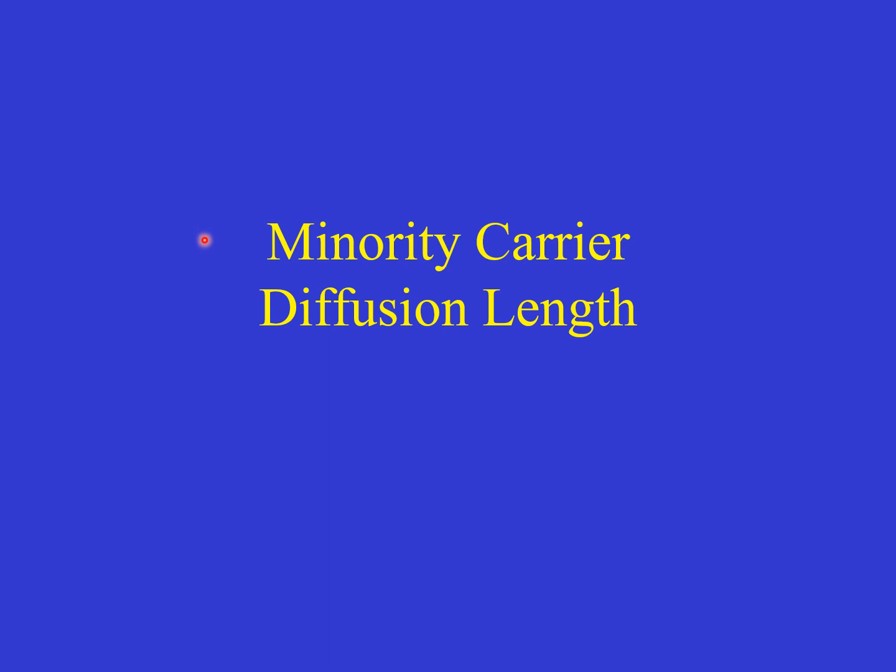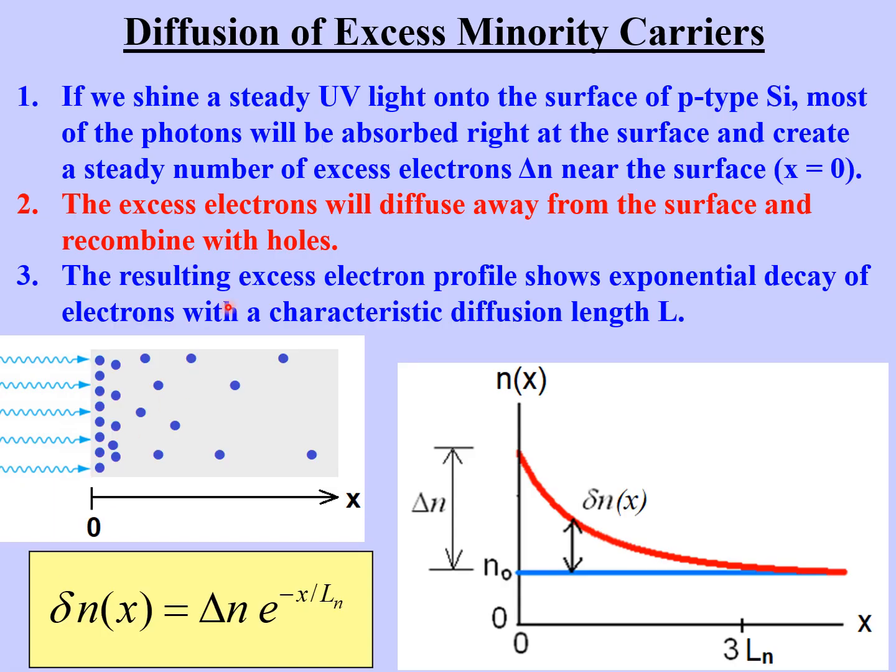Let's now turn to something that's sort of related. This also has to do with minority carriers. This is something called the diffusion length. Think of this thought experiment where we have a semiconductor material and we shine a light on the surface. It's a steady light, not a pulse like in the last examples.